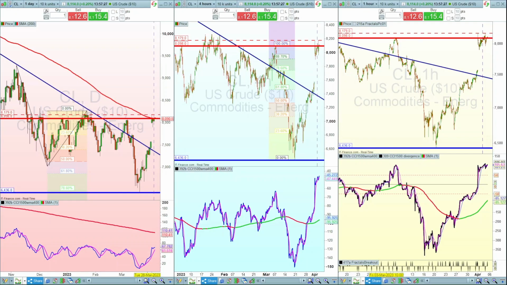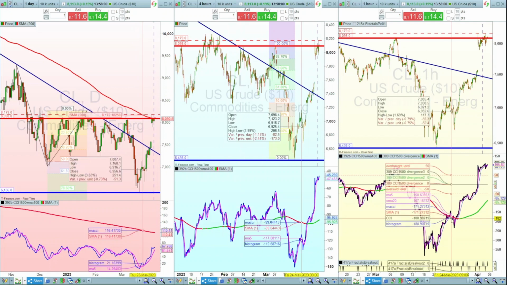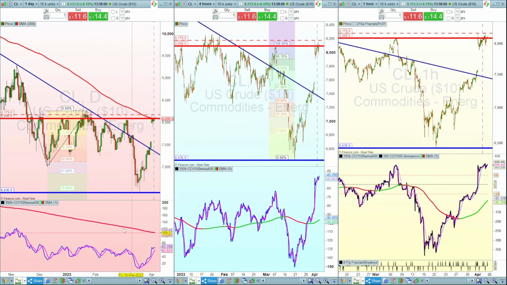Today is April 5, 2023. This is the US crude oil price update. We have the daily, 4-hourly and hourly charts. On the daily chart, you can still see we're in a downtrend with the CCI 1500, whereas on the 4-hourly and the hourly, we're in an upswing.